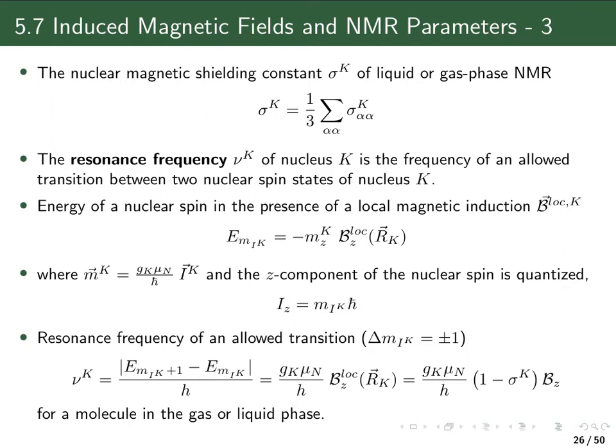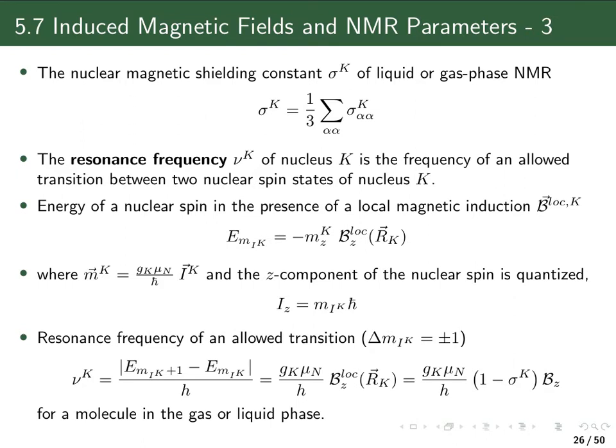Inserting all the expressions, then we end up that the resonance frequency for an allowed transition is some natural constants, then 1 minus the shielding constant of that nucleus times the Z component of the external magnetic field. And that's for a molecule in the gas or liquid phase, where the molecules rotate fast enough so that we just get the isotropic interaction with the shielding constant and not the tensor elements.